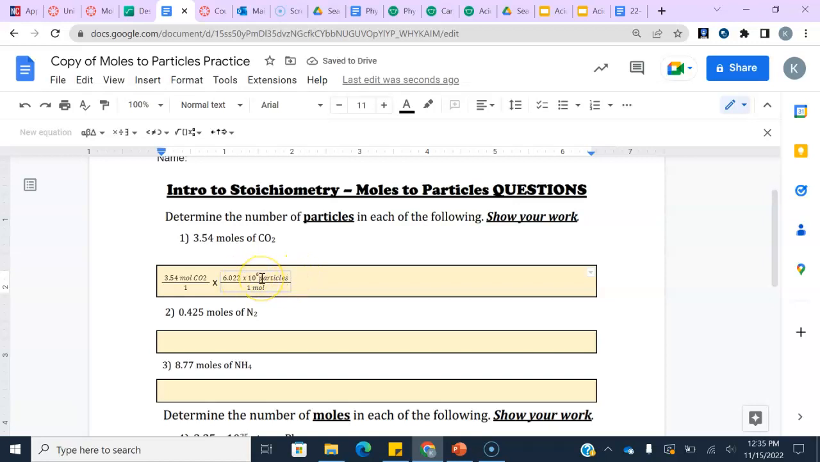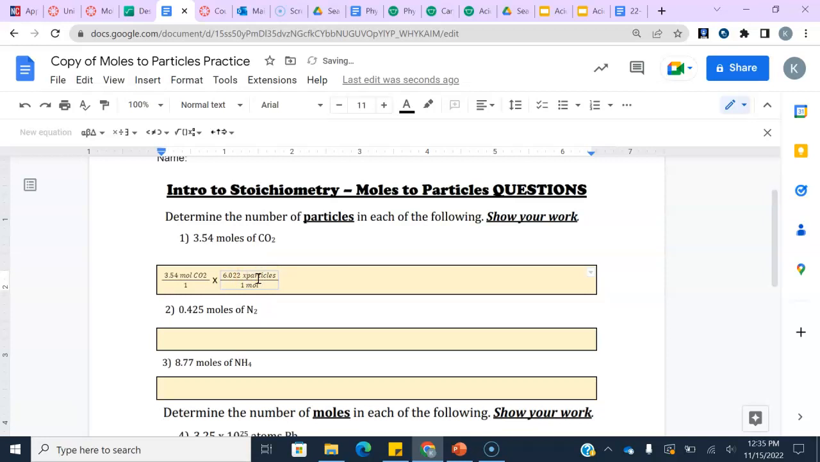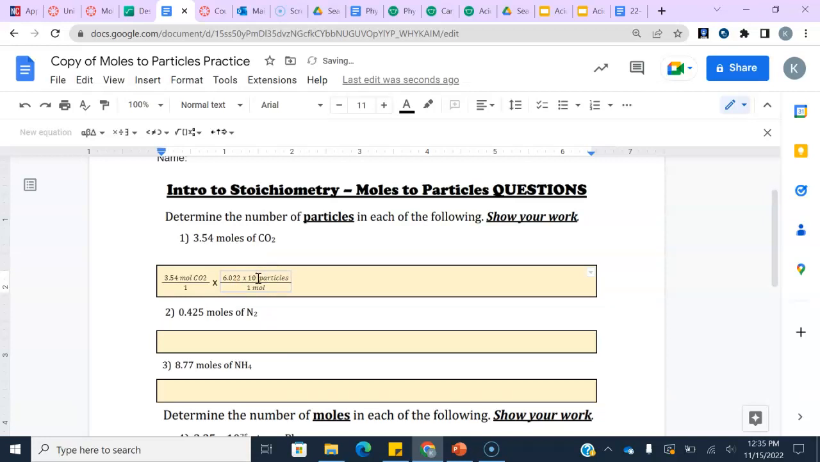Maybe not. Hold on 1 second. Times 10 to the 23rd. Okay, so here we have 3.54 moles of CO2 over 1 times 6.022 times 10 to the 23rd particles. Okay, now we have this set up correctly.